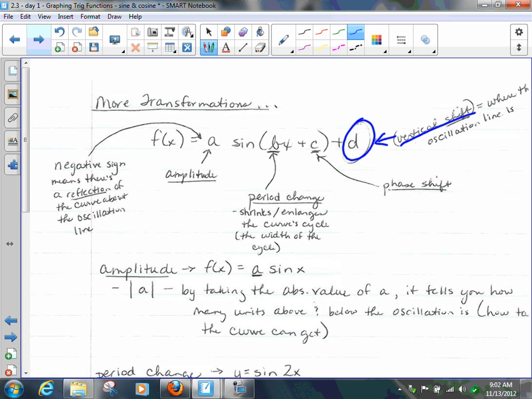If there's a negative sign in front of the function, of course, that means it's going to rotate down, or it's going to be opposite that normal curve we've seen, okay? So it means that there's a reflection of the curve about the oscillation line. We are going to focus on amplitude first.